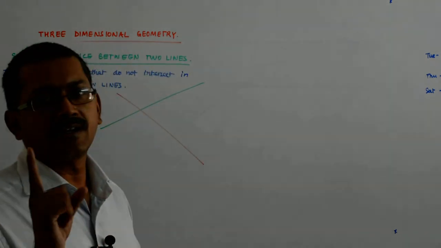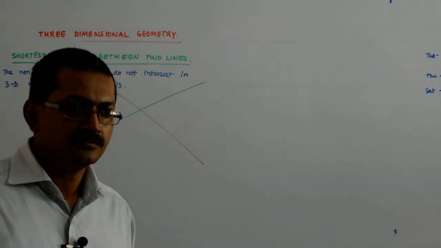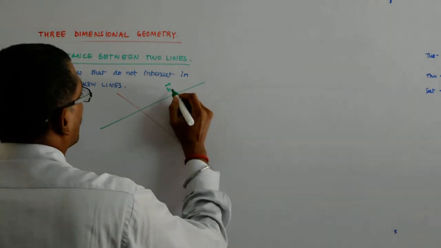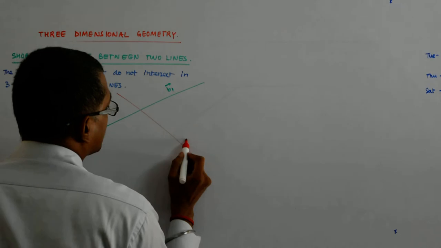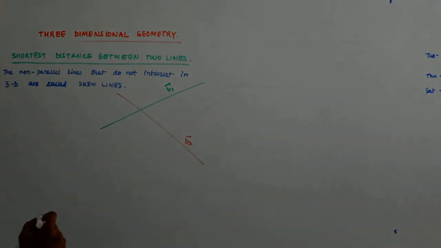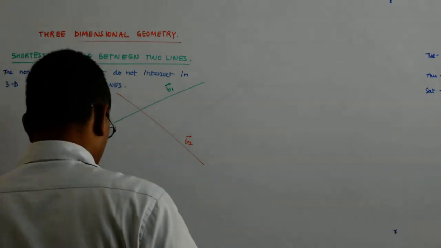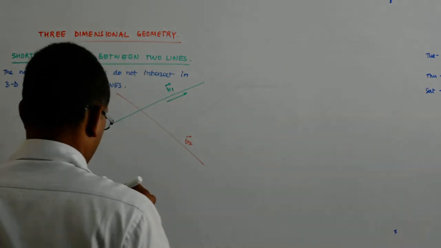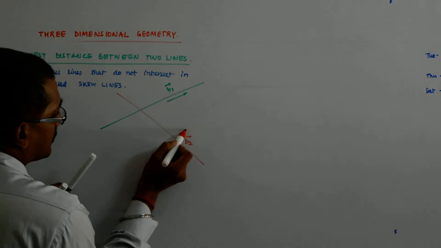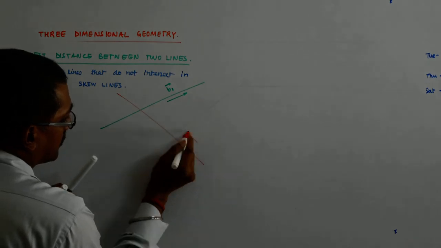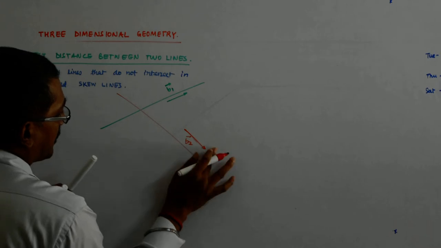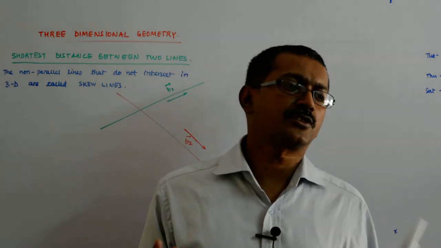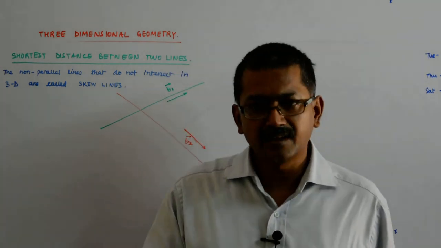Now what happens? I want a direction that is perpendicular to both the vectors. Okay, and I'll say this is parallel to a vector b1 and this is parallel to another vector b2. So this is b1, and this is b2. I want a direction which is perpendicular to both. Which operation between the vectors has got the capacity to give me a vector that is perpendicular to both?